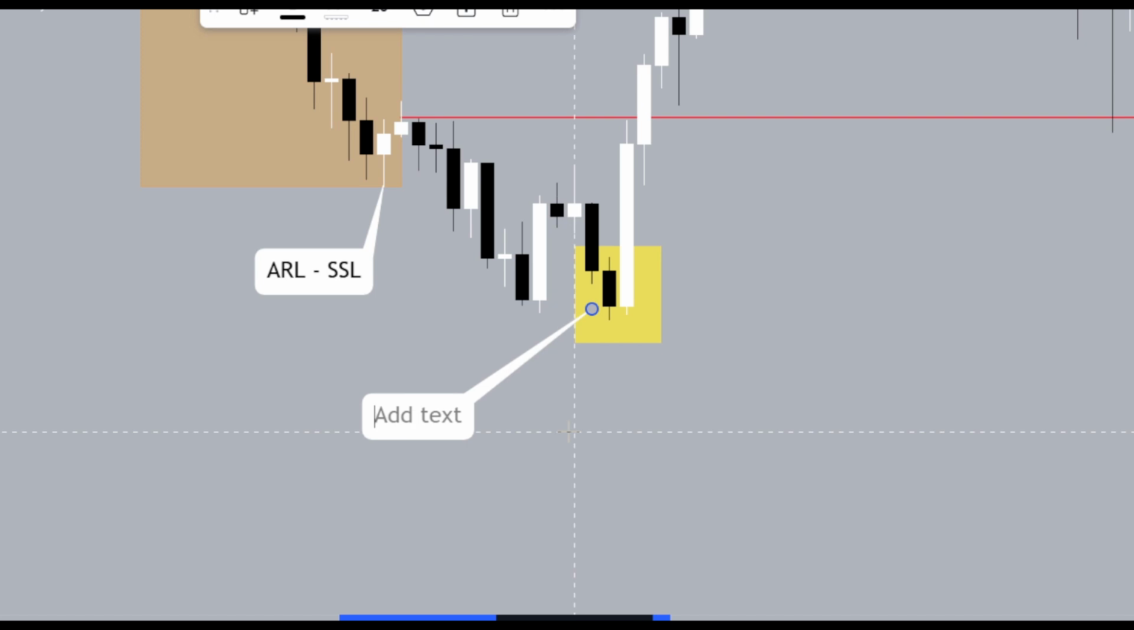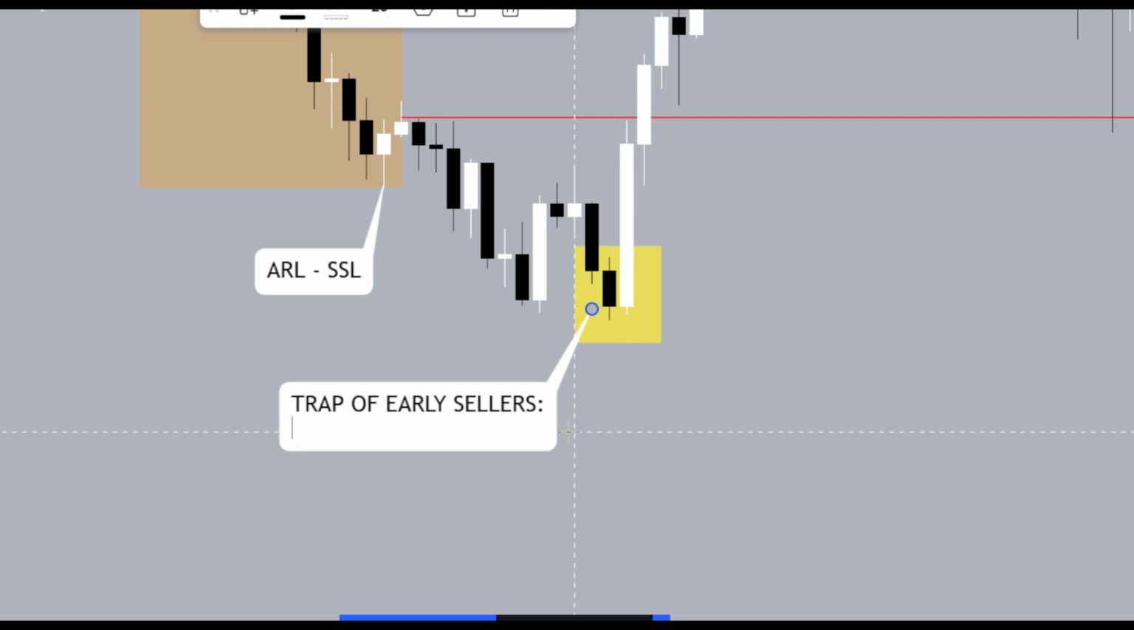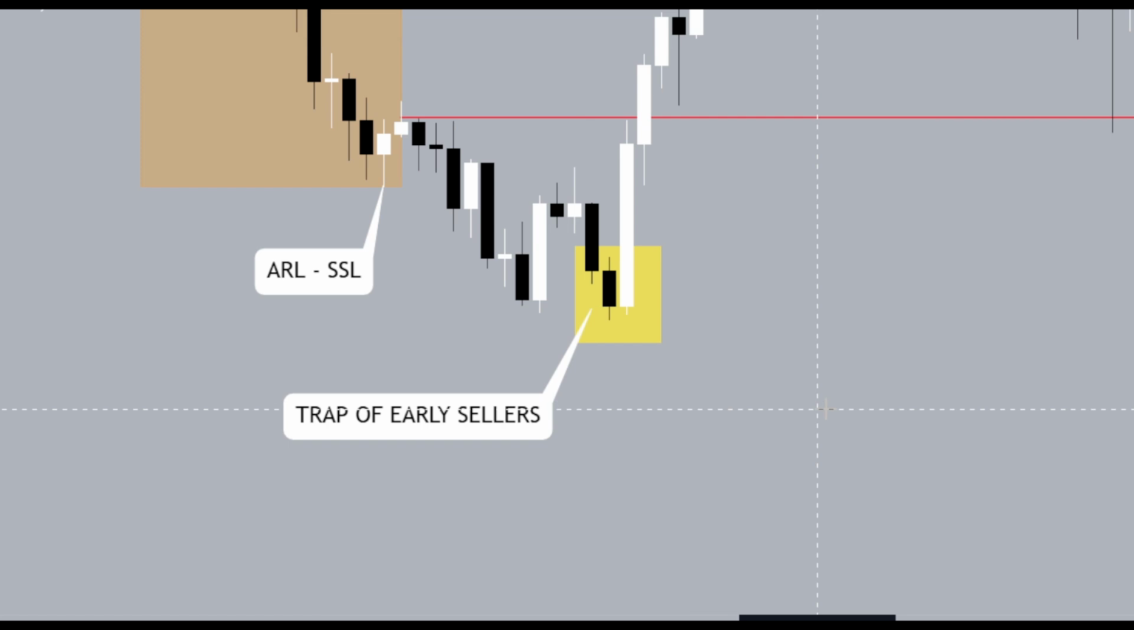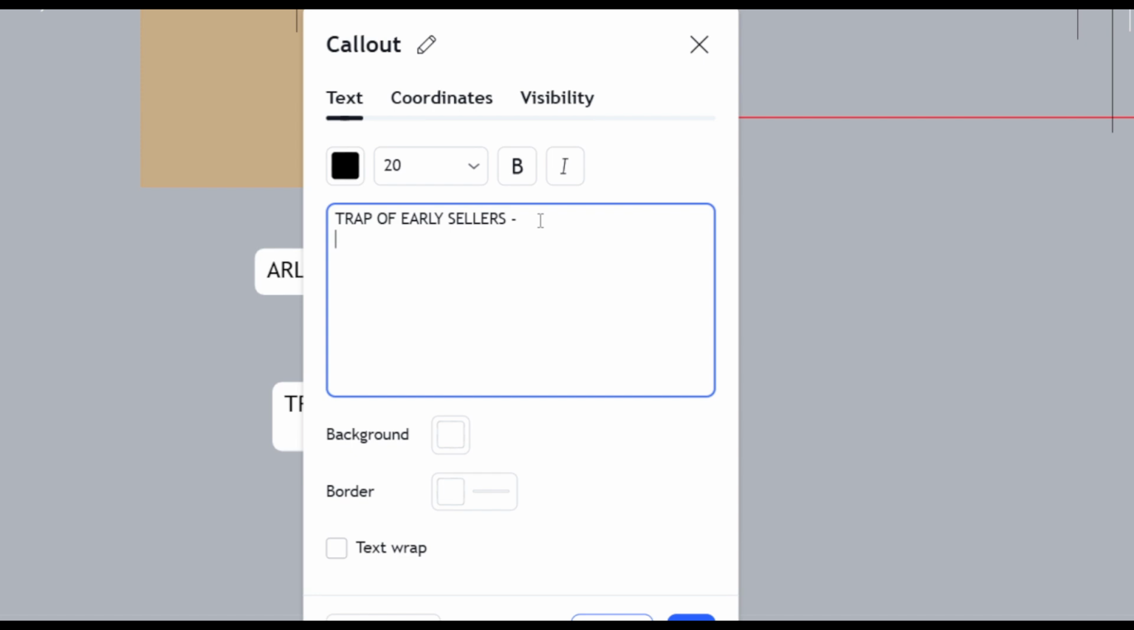This here is an enticement, or it's a trap of early sellers, right? Let's label that trap of early sellers. So why does the market look to trap early sellers, right? So when we see a sweep of the Asian range low, what the market is enticing people to do is to sell upon the first impulsive move opening of the market, right? So when we see a sweep of the Asian range low, it's a trap and it's an enticement, a manipulation of early sellers, right? We often call this at Liquid FX the manipulation phase one.